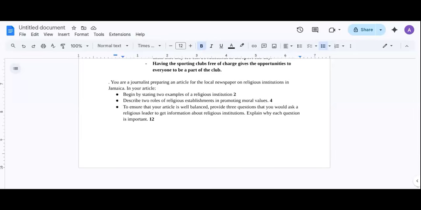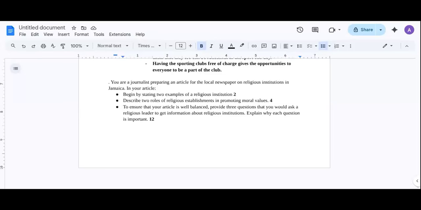And the first part began by stating 2 examples. Did she state 2 examples of religious institutions? Yeah. Right, so that would have been 2 marks. Thank you, Selena. You're welcome.